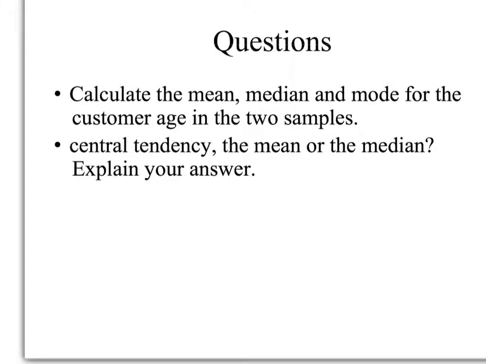So the first question is to calculate the mean, median, and mode for the 2 samples. And this is a good example because it allows us to do comparison between those 2 samples to determine whether or not there's some differences. Now, just a quick reminder that mean is x bar, and x bar is just the sum of x over n. That's fairly straightforward.